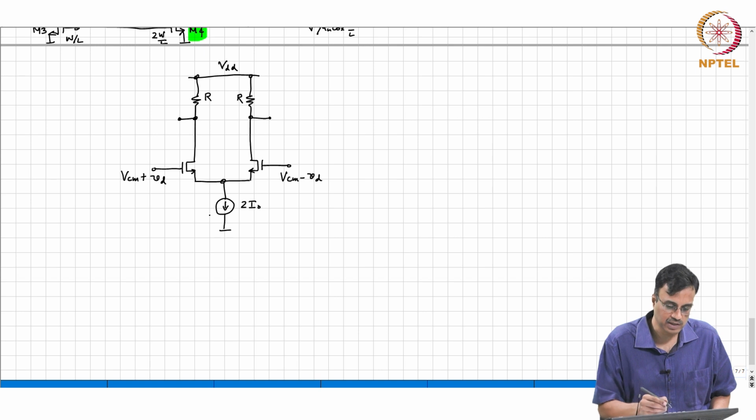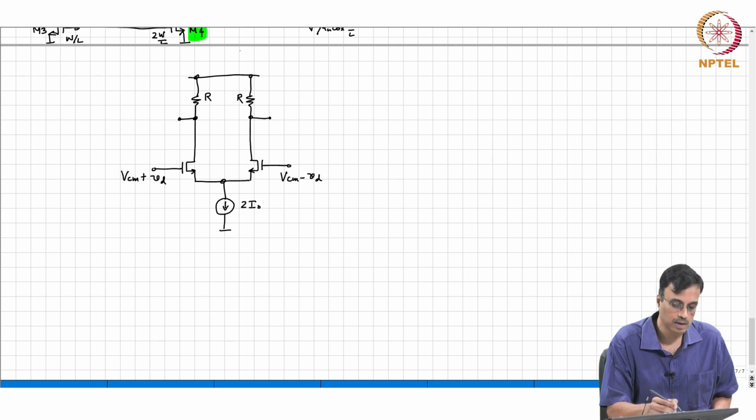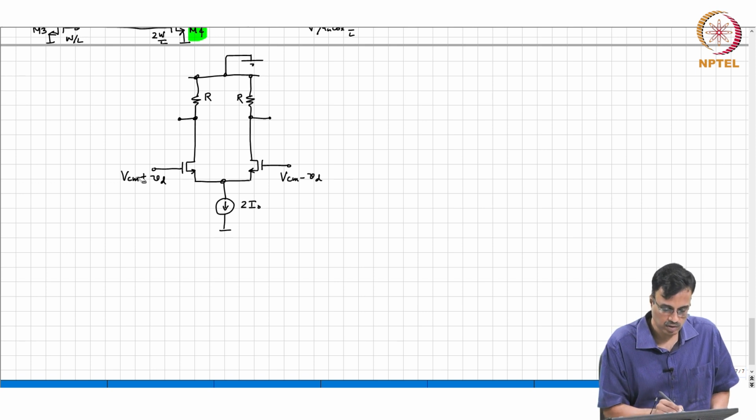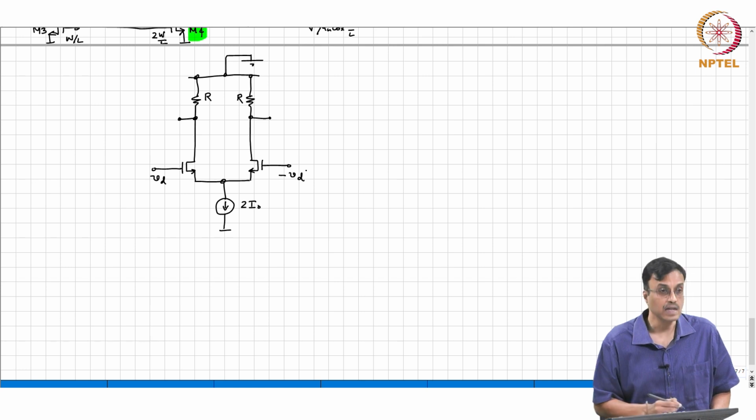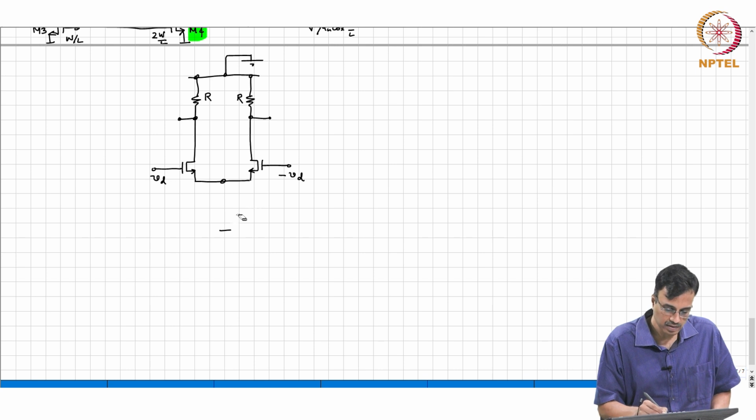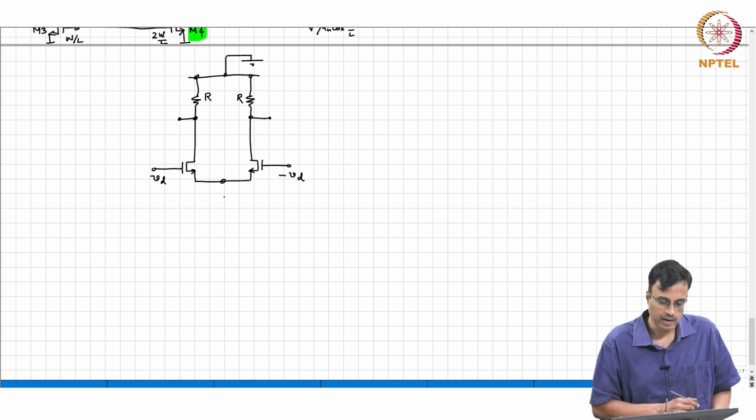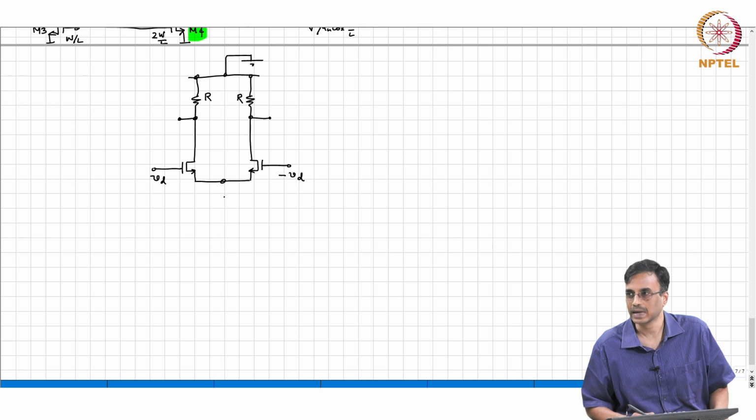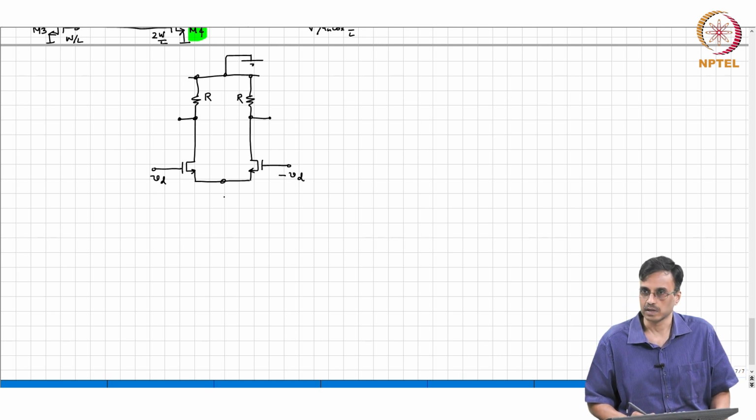If we draw the small signal equivalent, what happens to VDD? Grounded. Capital VCM goes away, this becomes minus VD. What happens to 2I0? The 2I0 is often also called the tail current source, okay. All right, and so this is the small signal equivalent, where now the transistors are representations of their small signal equivalent circuits. Now, we need to analyze this.